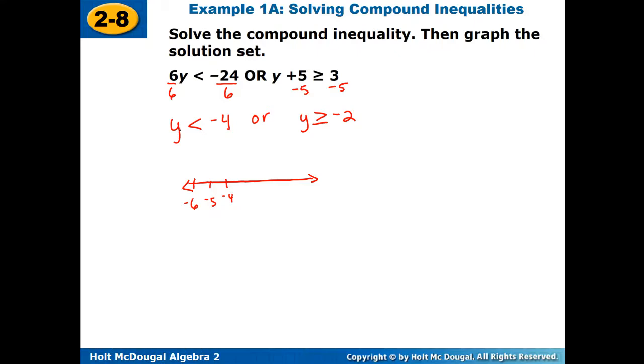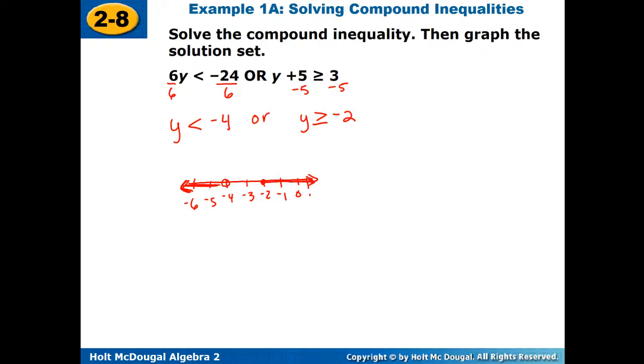And it says that y is anything less than -4. So we're going to have an open circle, and it's less than, so we're going to shade in the left. All right. Now it also says it could be, or it could be y is greater than -2. So let's just put a -2, and it could be equal. Okay, so I'm going to solid that, and it's going to be anything greater.